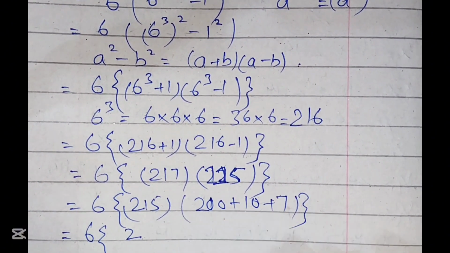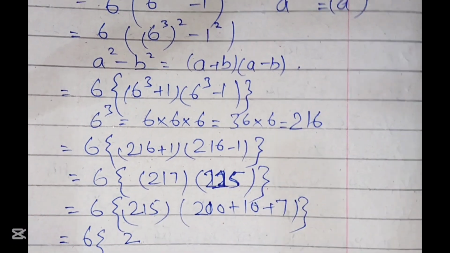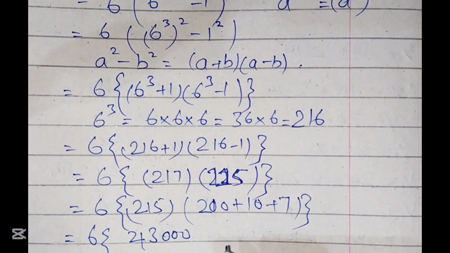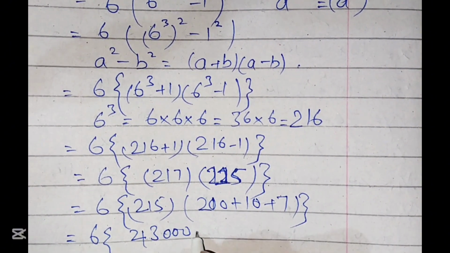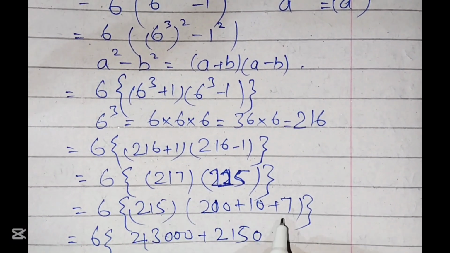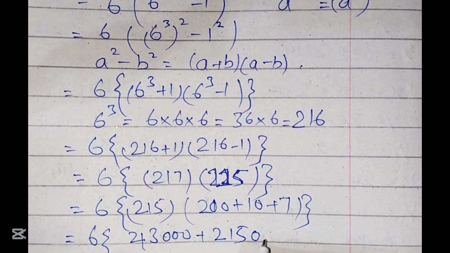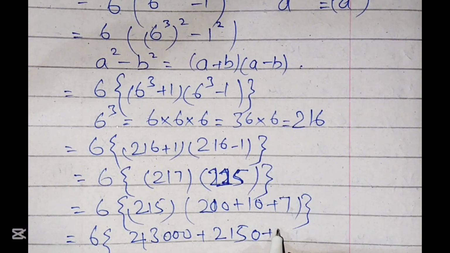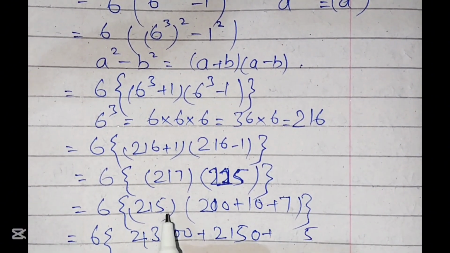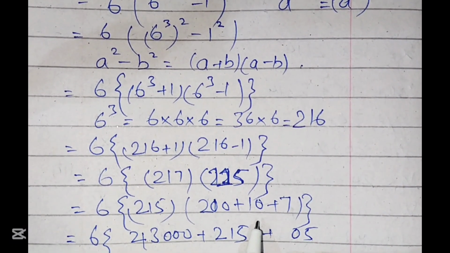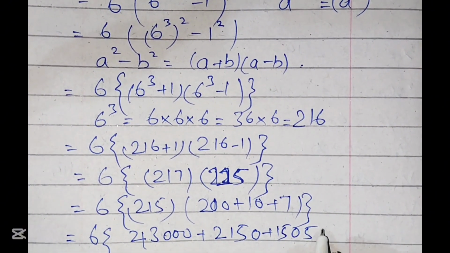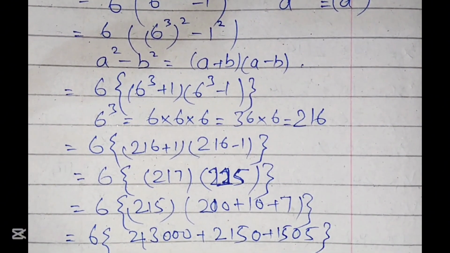215 times 200, it is 43,000, and this is 2150. 215 times 7 is 1505. Now we will add these three terms.